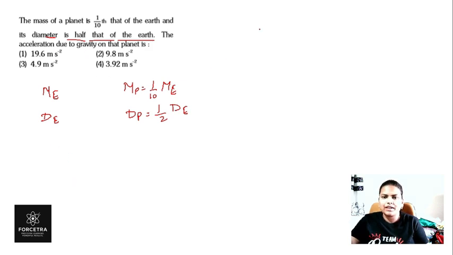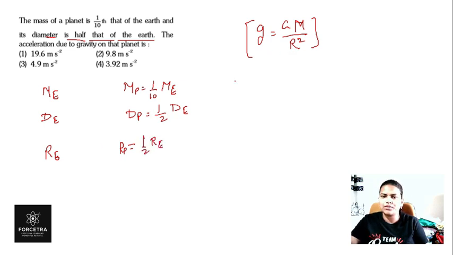So we know that small g is equal to capital G into mass divided by the radius squared. The diameter is given. From this we can find the radius, just half of it. So I can write that the radius of the planet is equal to half of the radius of the Earth, right? Both sides divided by 2. And substitute, because we know the Earth's gravity is equal to G mE upon rE squared, where rE is the radius of Earth.